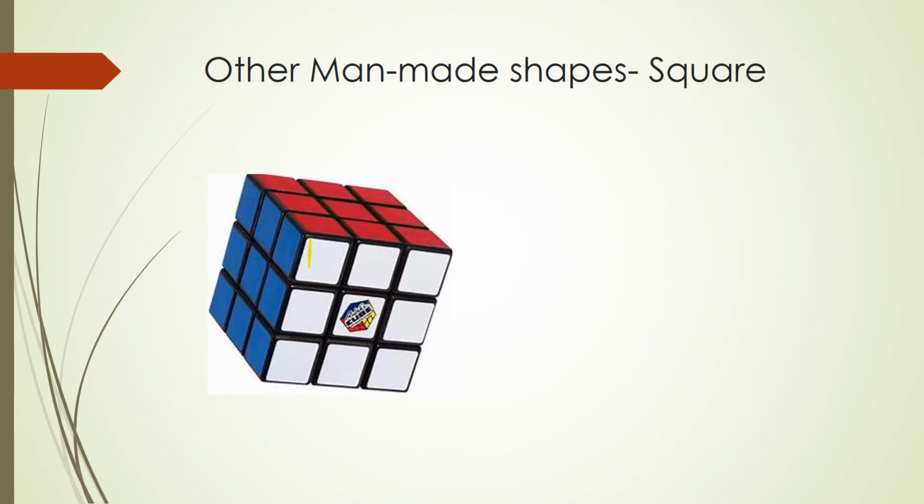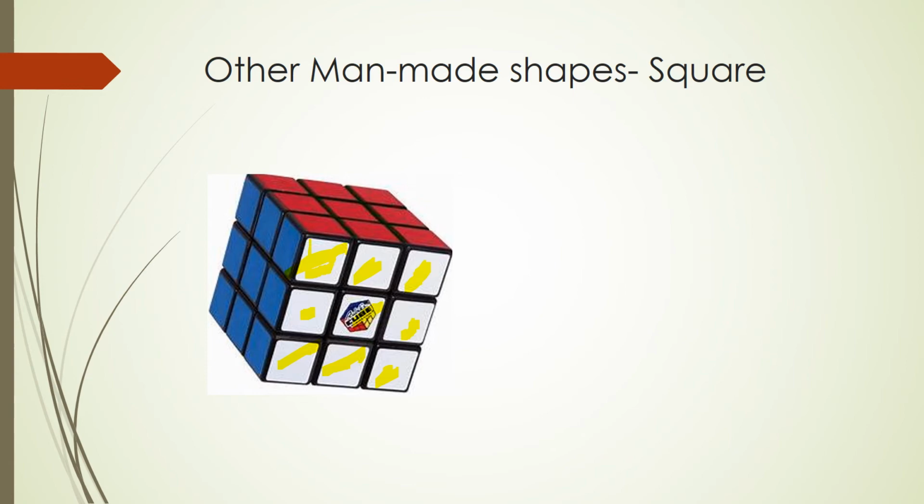So we have 1, 2, 3, 4, 5, 6, 7, 8, 9. So we have 9 white squares. How many blue squares can you identify? If you said 9, you are indeed a superstar. Very good going, boys and girls.